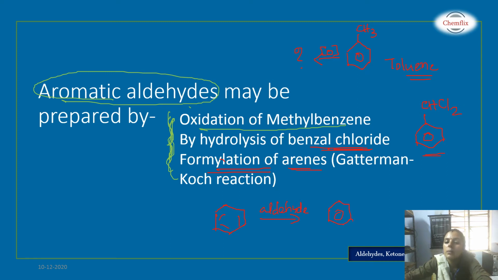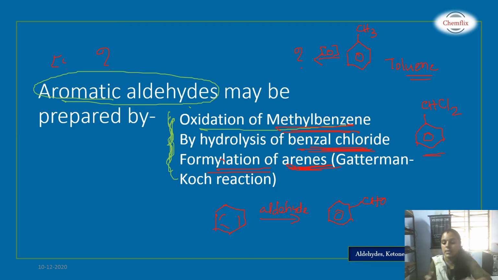So how can you prepare these aromatic aldehydes? That is our topic here. First one is oxidation of methyl benzene, where you are going to oxidize this methyl benzene. The next one is by hydrolysis of benzyl chloride, where you hydrolyze benzyl chloride. And the third method is formylation of arenes, that you are taking an arene and then you add an aldehyde group to it.